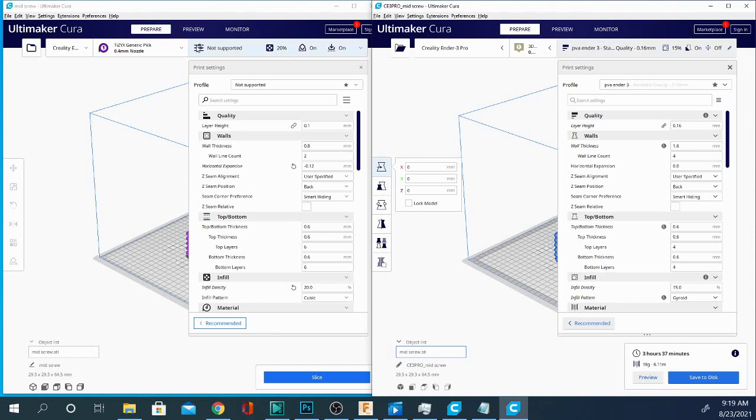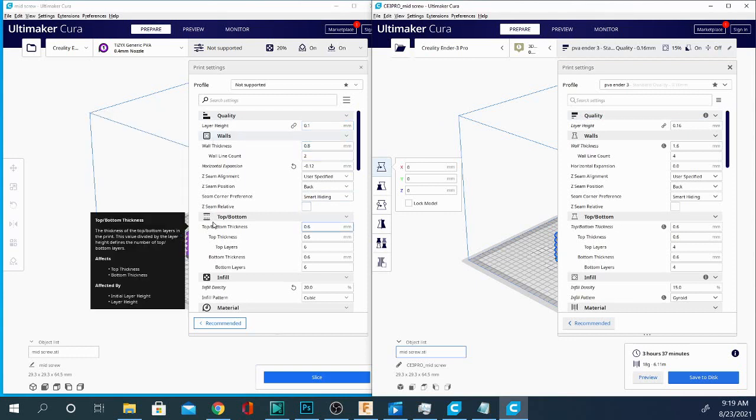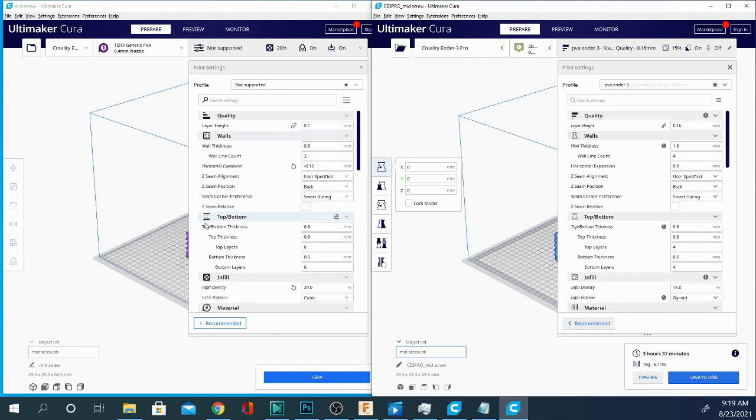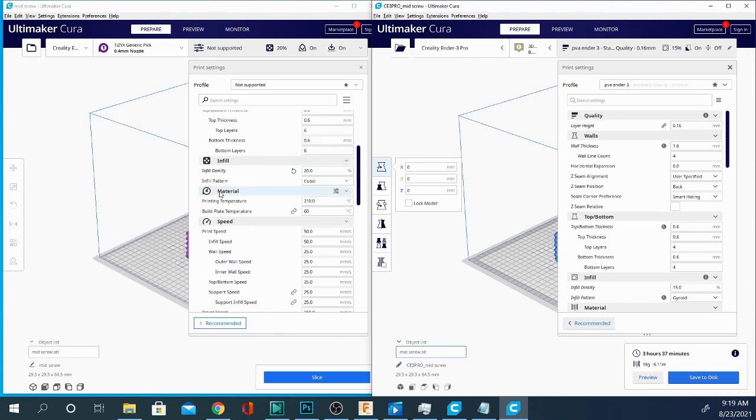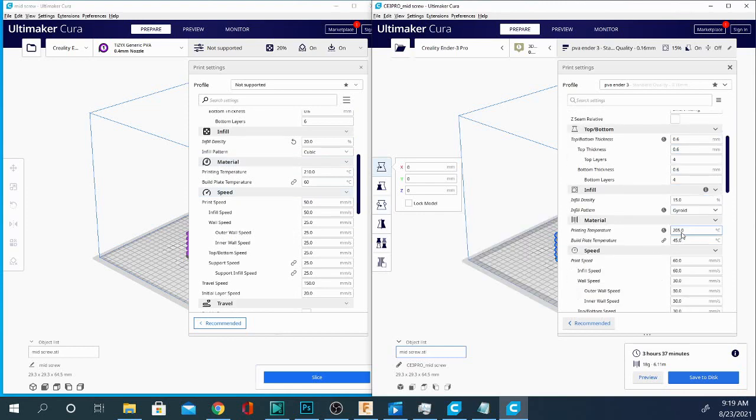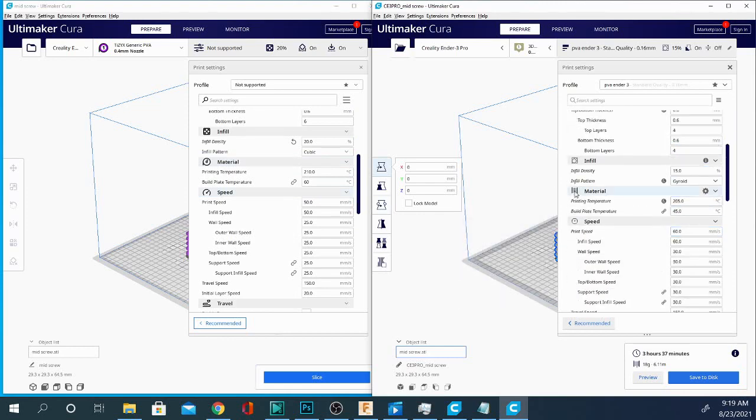this settings thing here, this icon, makes a lot more sense than this one, for sure. Basically, all they did was flip the quality icon upside down, but the walls icon is a little bit more descriptive, as well as the top and bottom. I think those both do a better job of showing what's going on. We already discussed the infill icon. I think the material icon, this definitely looked like a spool with filament coming off of it, but this one is a little bit more clear about what it is.